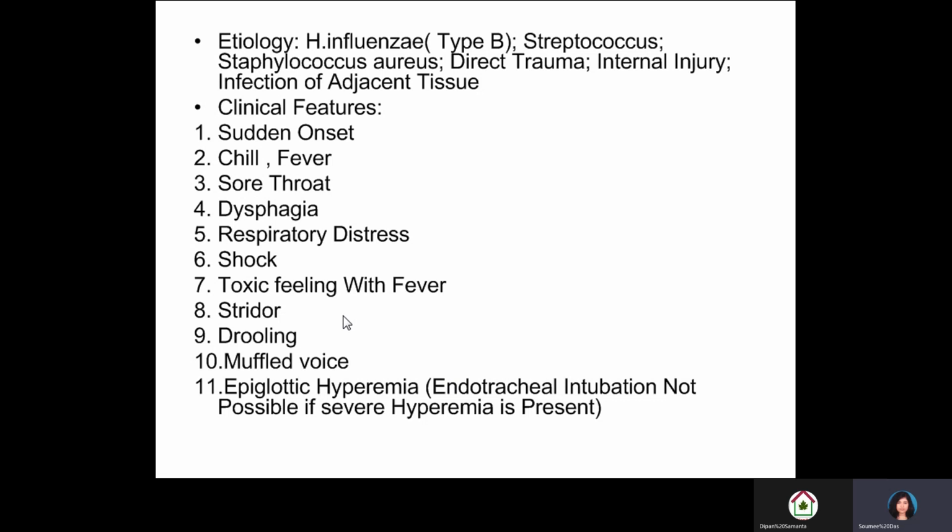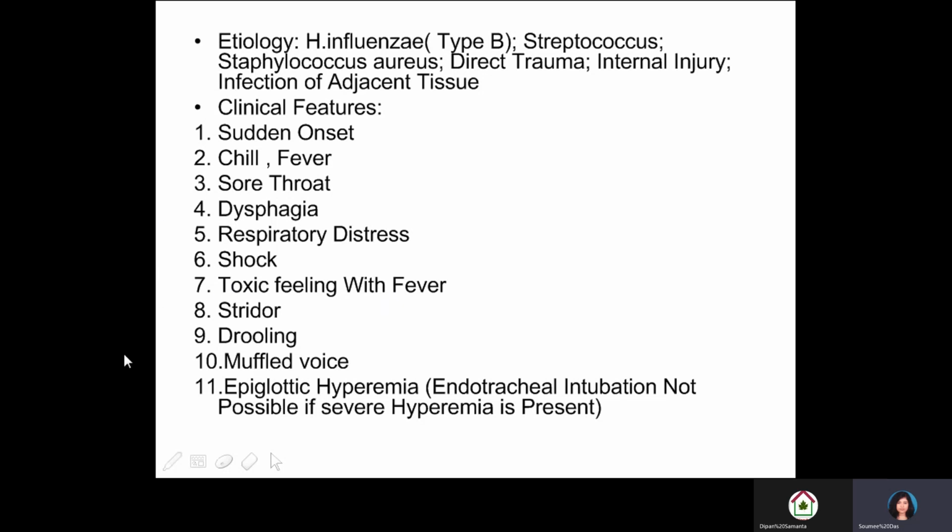Vague body ache means the pain will not be localized to any particular organ. That means the patient will not be saying I'm having a headache or I'm having pain in the abdomen. So there would be a vague overall body ache, and it could be very severe, and there would be a burning sensation in the blood vessels. This is known as toxic feeling with fever.